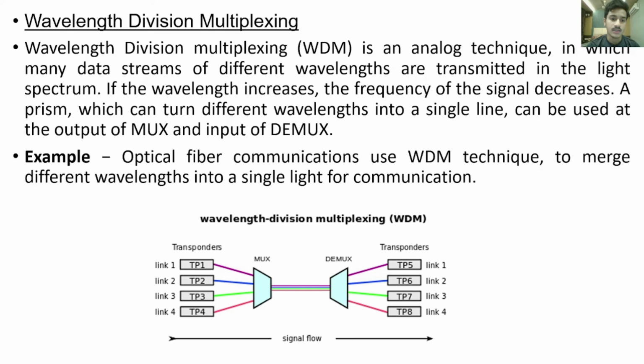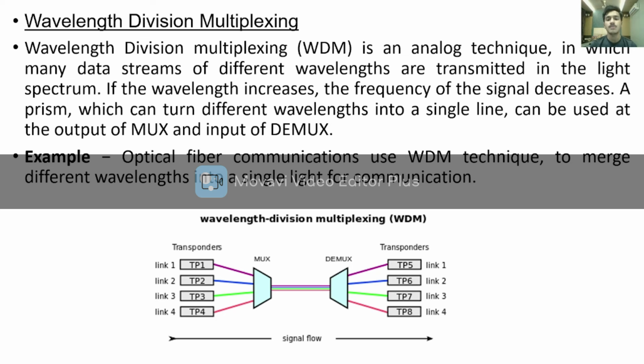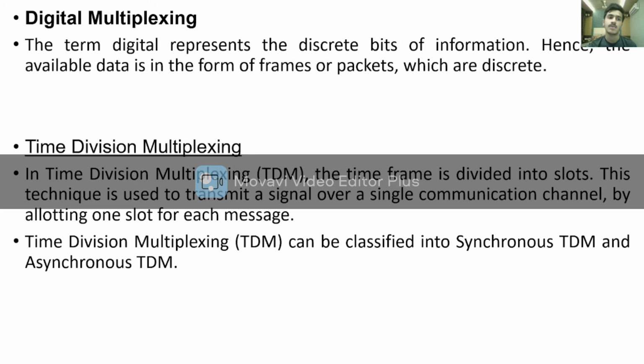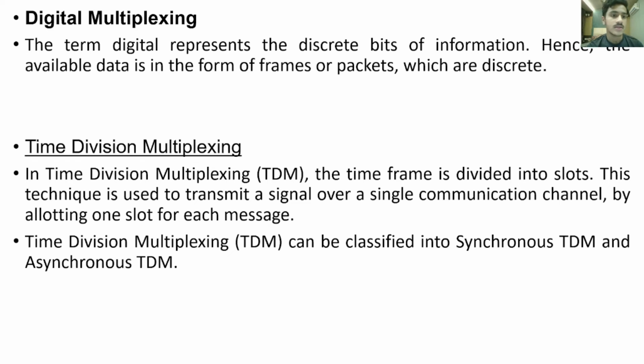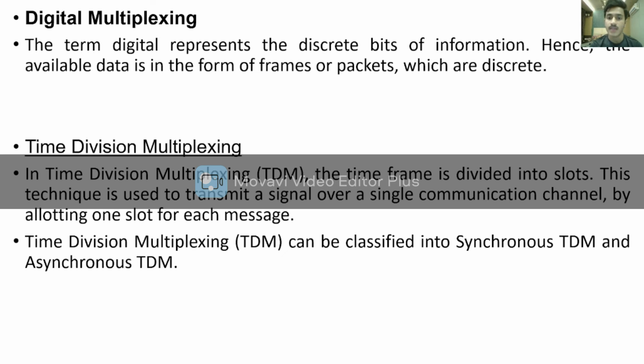Here we can see that there are four transmitters connected as an input to the multiplexer. The multiplexer output is connected as an input to the demultiplexer. The demultiplexer then sends the signal to the receiver end. Digital multiplexing. The term digital represents discrete bytes of information. Hence, the available data is in the form of frames or packets which are discrete. Time division multiplexing. In time division multiplexing, the time frame is divided into slots. This technique is used to transmit a signal over a single communication channel by allotting one slot for each message.